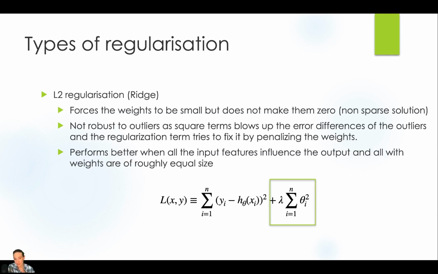Second type of regularization, it's just a variation basically of the previous L1 loss. It's ridge regularization. It forces the weights to be small, but it does not make them 0. So this causes non-sparse solutions. So by taking the power of the coefficients to the power of 2, okay, it forces them to be small. Again, we have a regularization term.